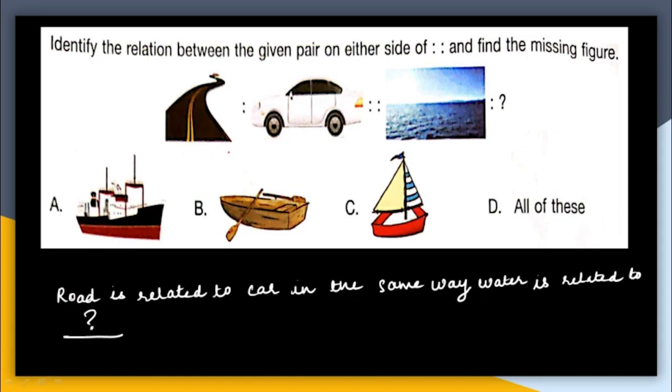Road is related to car in what way? Car runs on the roads. Similarly, what will run on water or what will go in water? Ship. Yes, ship goes on water. Similarly, a boat will go on water. A sailboat will also go in water. So what will be your correct answer option here? Your correct answer option here will be all of these. The correct answer here is option D.